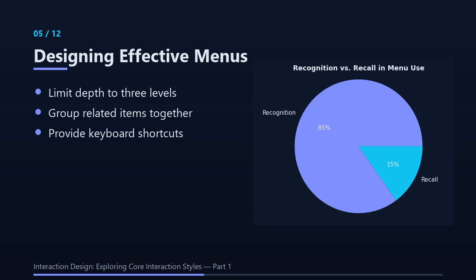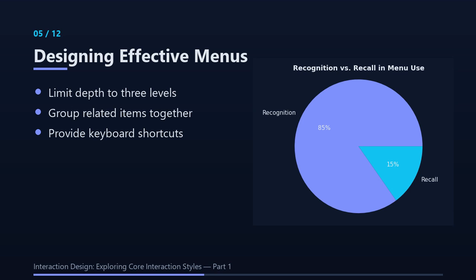Grouping related commands together, such as all file-related actions under a file menu, helps users build mental models of where functions reside. Adding keyboard shortcuts, like Ctrl+S for save, blends the speed of commands with the visual guidance of menus. The pie chart shows that roughly 85% of menu interaction relies on recognition, reinforcing why menus are so user-friendly for beginners.